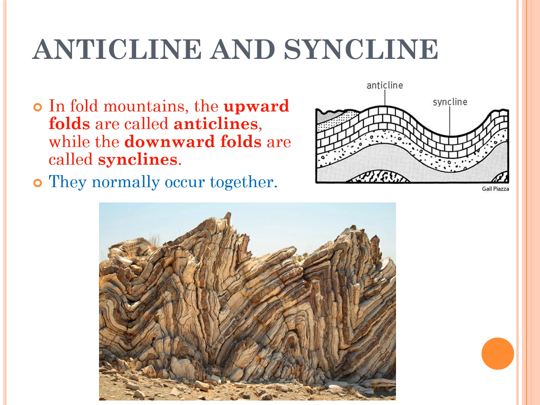We all know how to draw mountains. Do you know what the upward and the downward folds of the mountains are called? Well, the upward folds are called anticlines, while the downward folds are called synclines. They normally occur together. The anticlines and synclines are found in the fold mountains only.